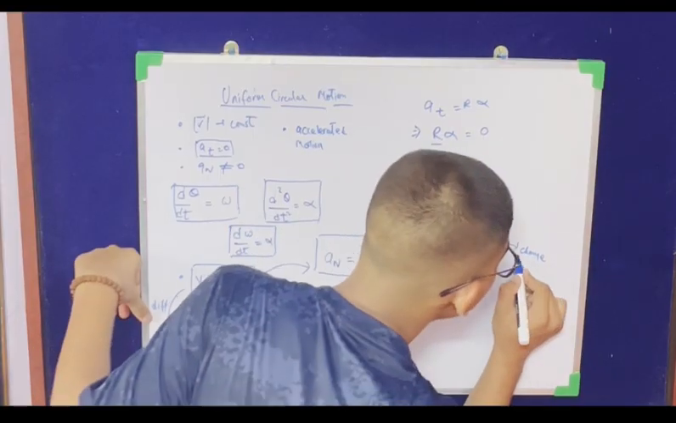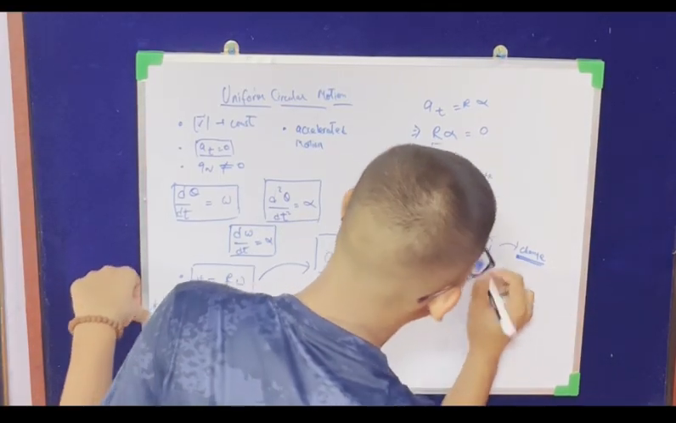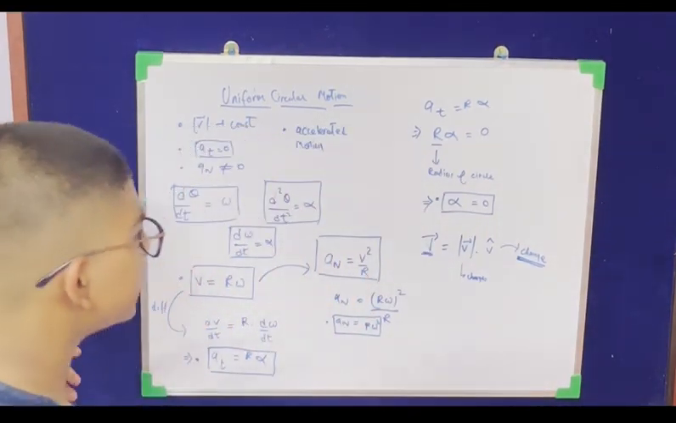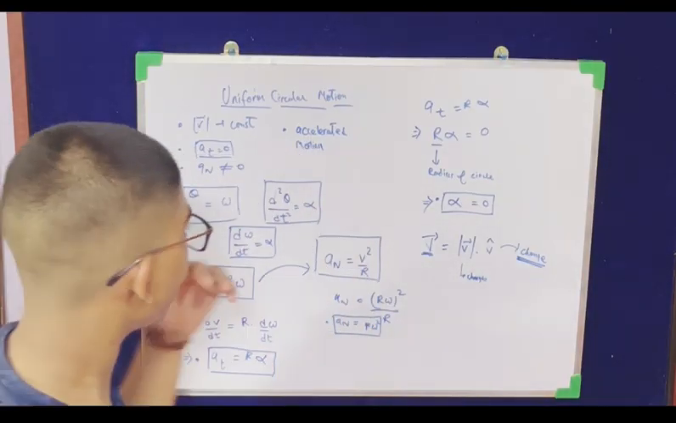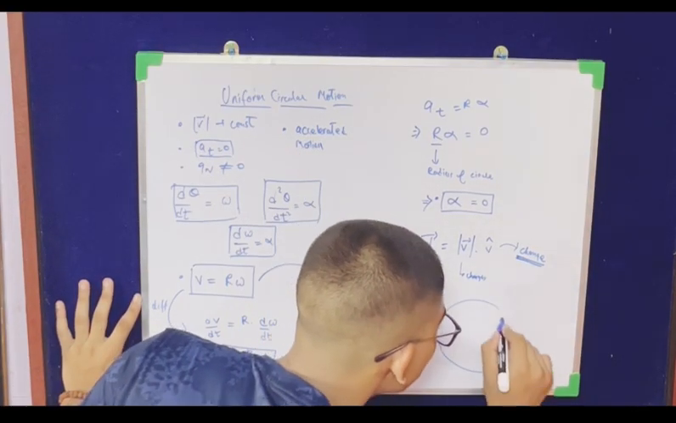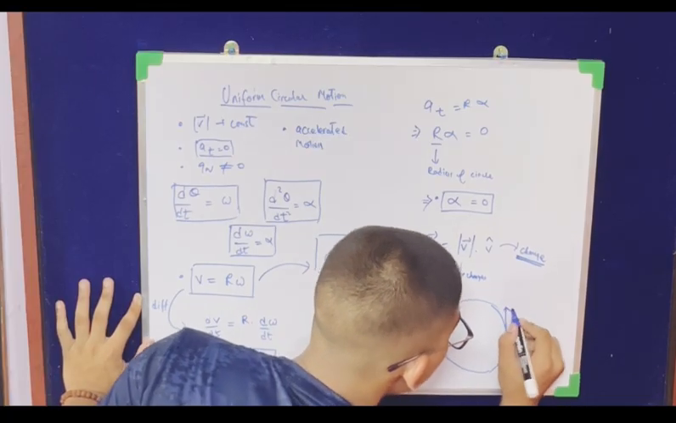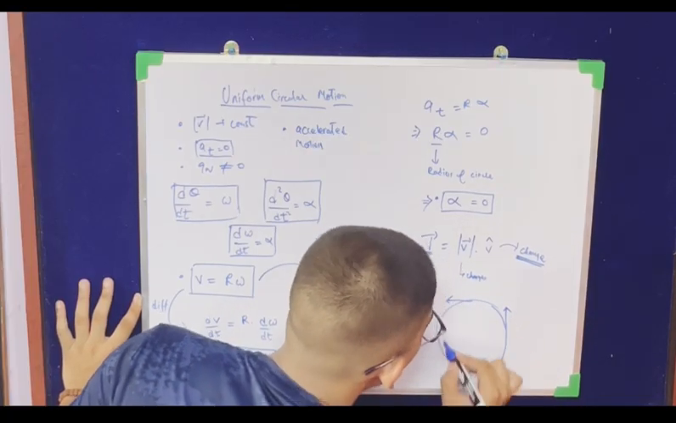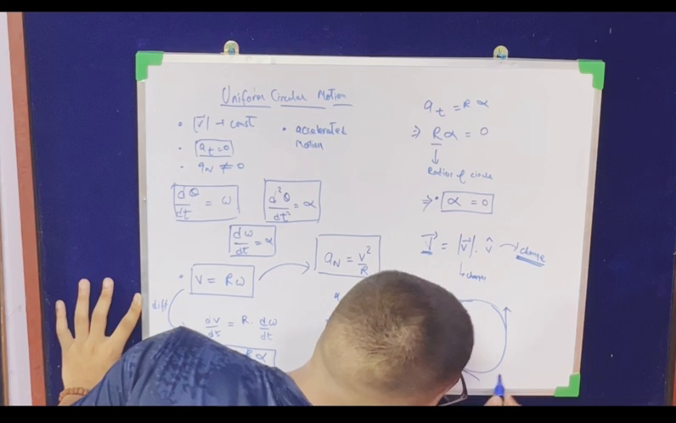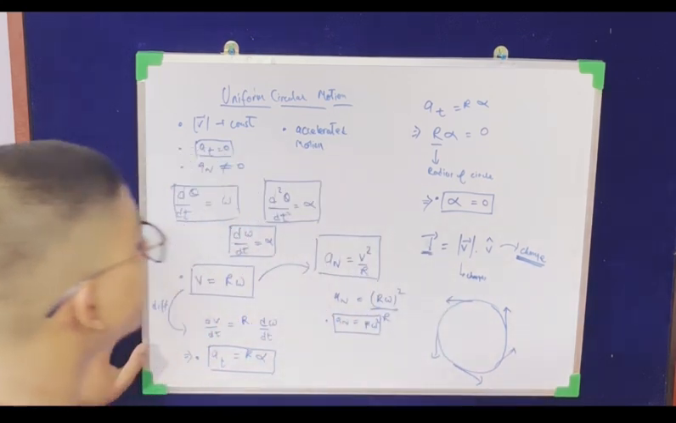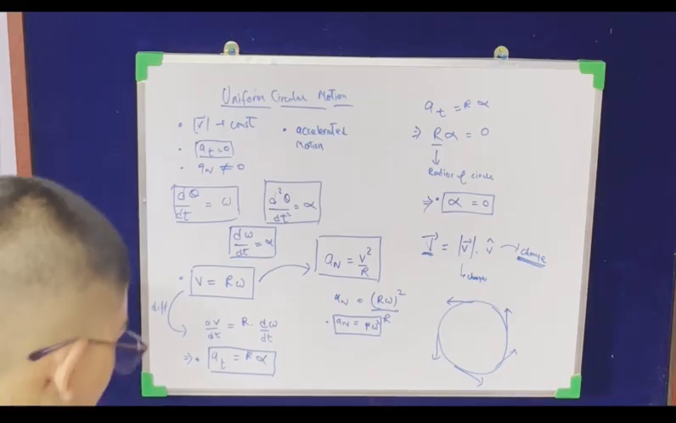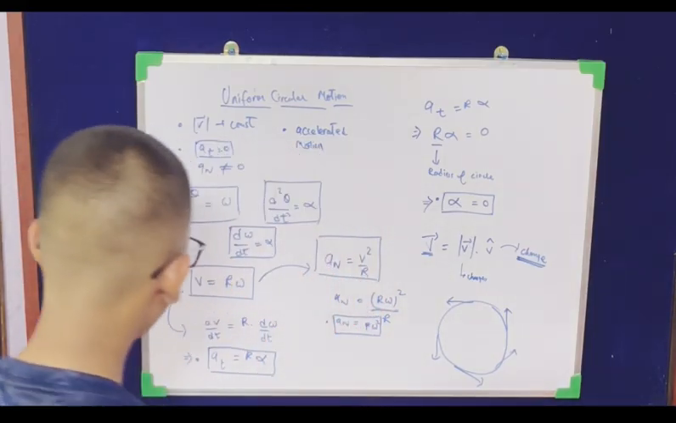As this direction is always changing in every part of the circular motion, see, at this point here, at this point here, at this point here, the direction is changing continuously. So as direction is changing, we can say that it is an accelerated motion.